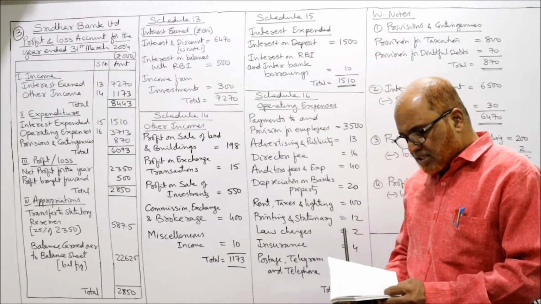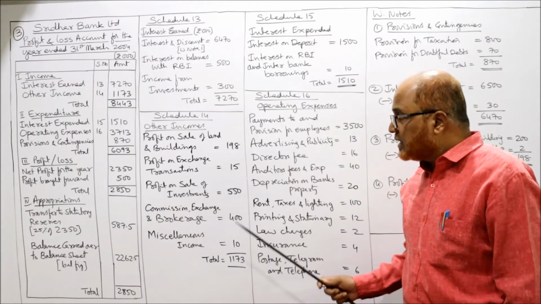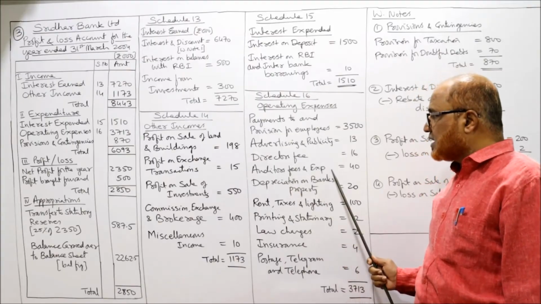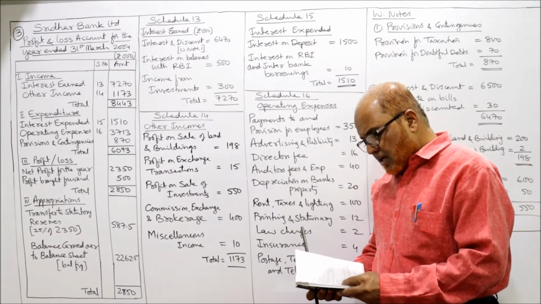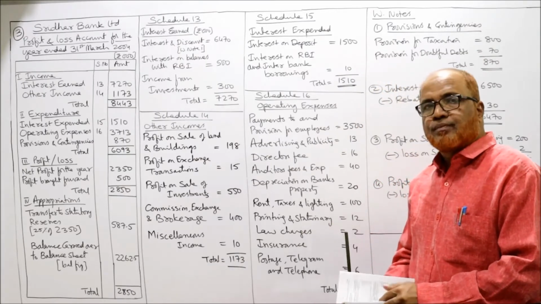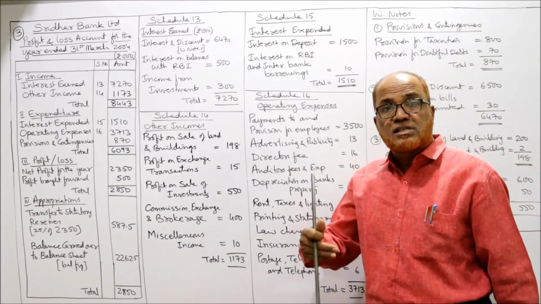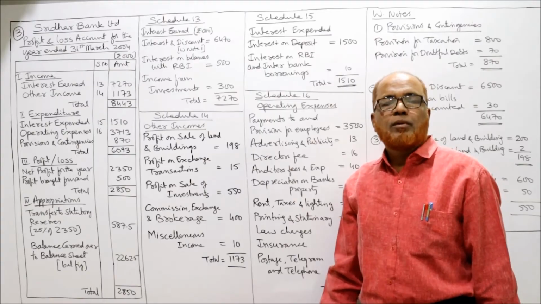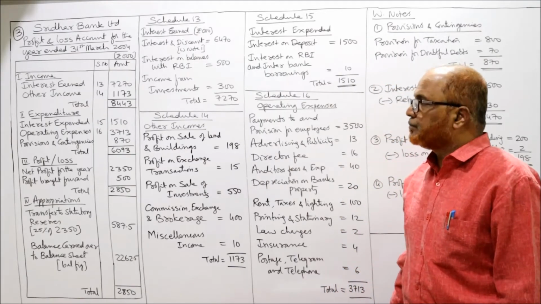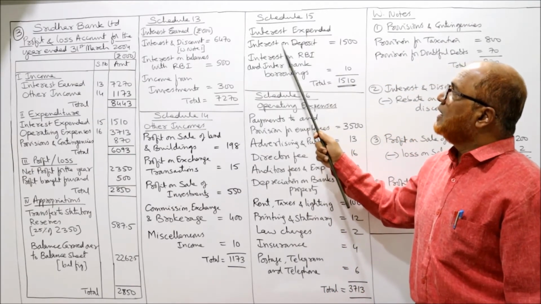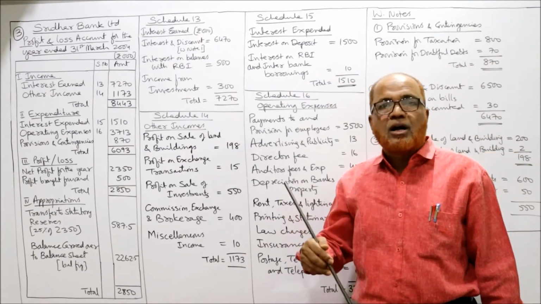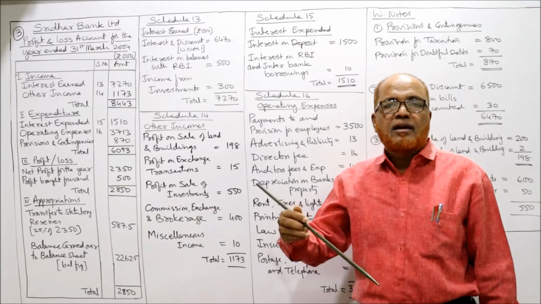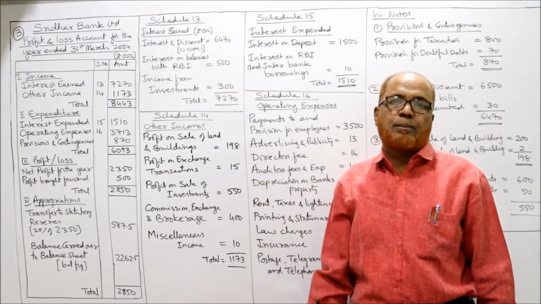Next, directors' fees and allowances, operating expenses, directors' fees and allowances, 40. Next comes interest on deposits. Interest on deposits, this is the interest paid. It will be taken under 15th schedule. 15th schedule, interest on deposit 1500. So interest will be earned on loans and interest will be paid on deposits.